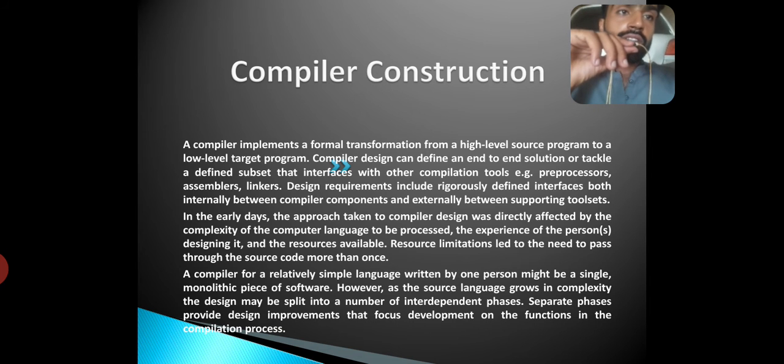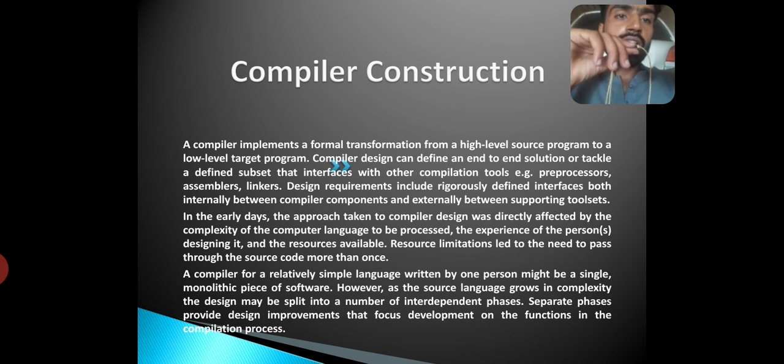Compiler construction. A compiler implements a formal transformation from a high-level source program to a low-level target program. Compiler design can define an end-to-end solution or tackle a defined subset that interfaces with other compilation tools. Examples: preprocessors, assembler, linker. Design requirements include rigorously defined interfaces both internally between compiler components and externally between supporting tool sets.